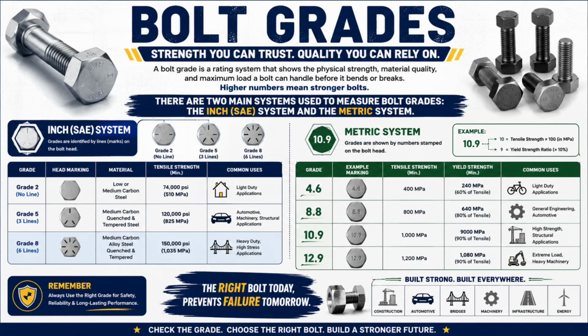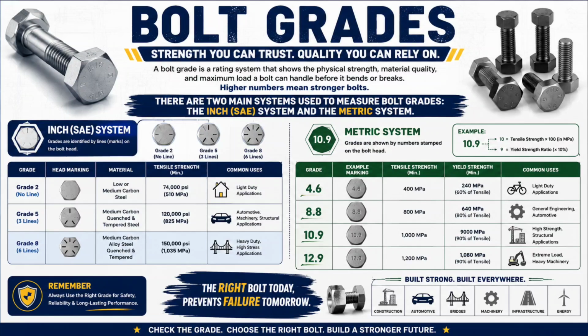So in this session, we'll discuss bolt grades used for the design of steel structural elements. First, we'll understand what the bolt grade actually means. A bolt grade is a rating system that shows the physical strength, material quality, and the maximum load a bolt can handle before it bends or breaks. The higher the number of the bolt grade, the stronger the bolt is.